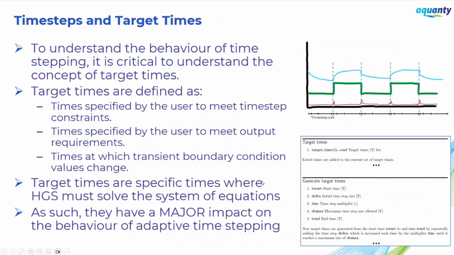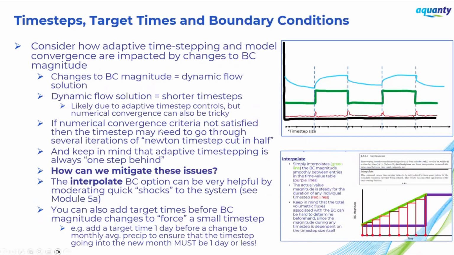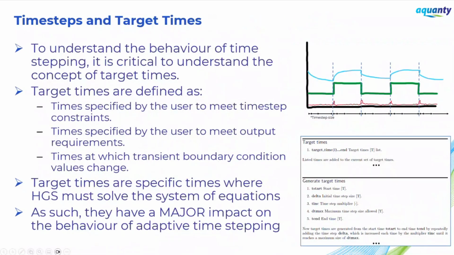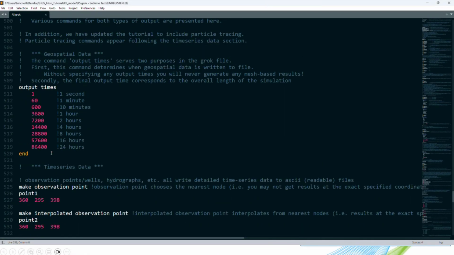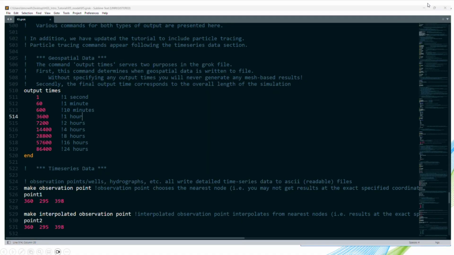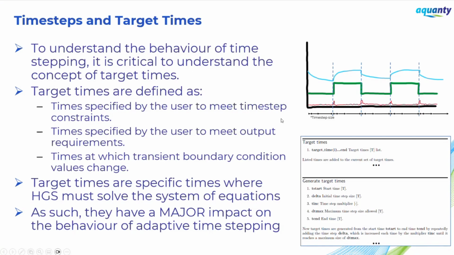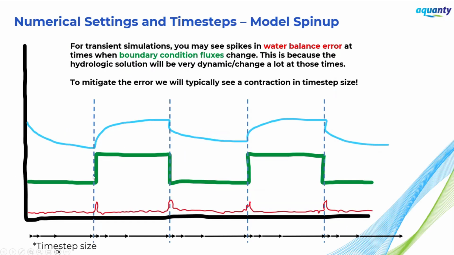Target times are also generated from the output times list. So when you define your output times in the model, for example, here, these also become target times. So the target time list is made up of two things: these output times and points in time where boundary conditions change in size or in magnitude. The distribution of target times will by definition impact the growth of your time steps, because the solution needs to land there, right? So you can't take a time step that goes past a target time.